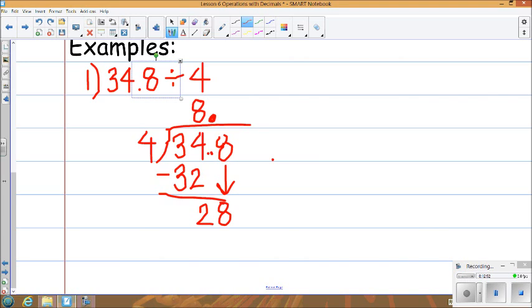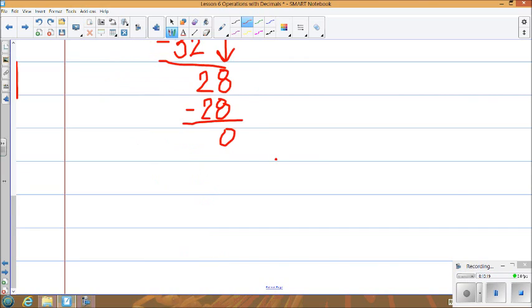Then you ask yourself, how many times does 4 go into 28? Well, 7 times. Multiply the 4 and the 7, we get 28. Subtract, we get a remainder of 0. So that means our answer is just going to be 8.7. Now remember, you could check your answer by doing 8.7 times 4, and you should get out 34.8. Okay, so that's always a good way to check. Let's look at another one.